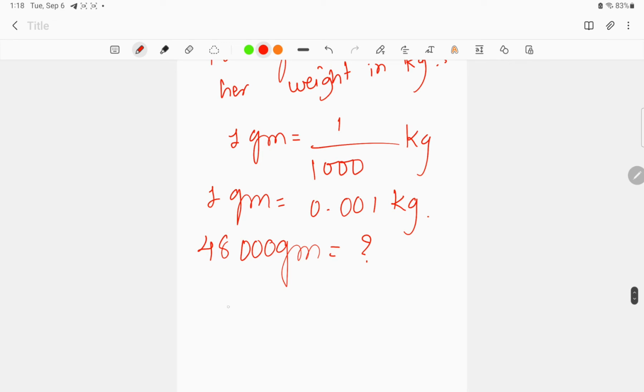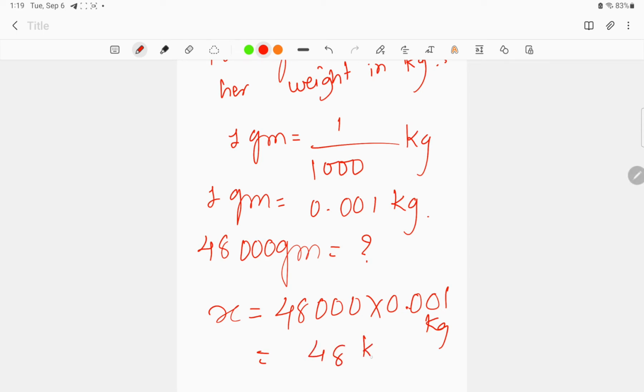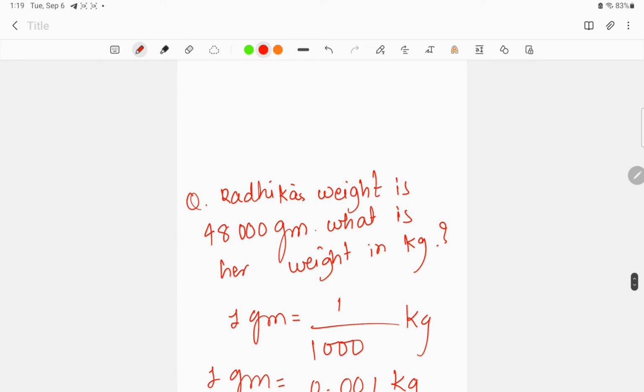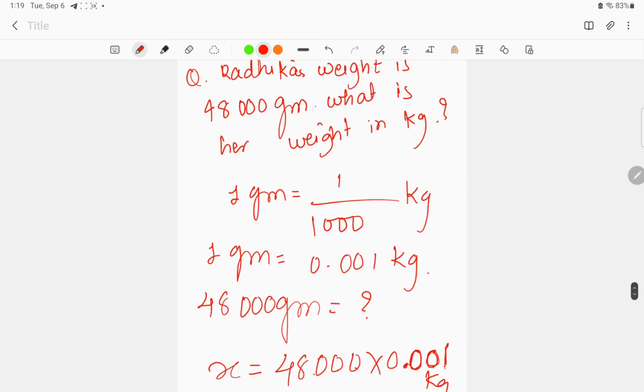We can cross multiply here. X is equal to what? 48,000 into 0.001 kgs. It means it is equivalent to 48 kgs, right? This was 0.001, and the decimal point will be shifted by first, second and third digit. This is first, second and third, so after the third digit the point will come. That means 48 kg is the right answer to the question. This is how a question can be asked in the examination about the conversion.